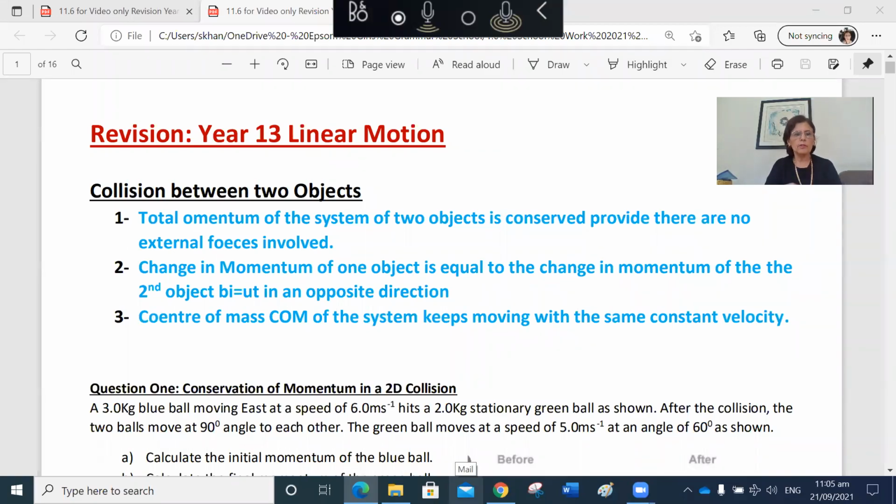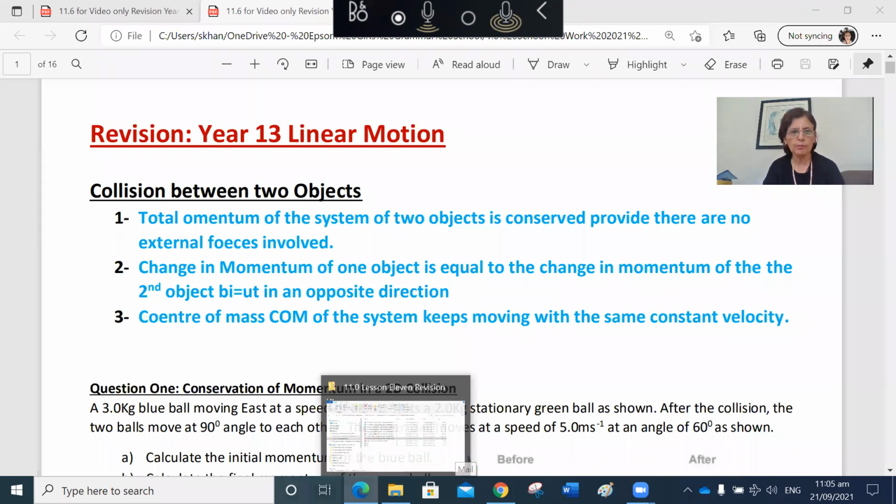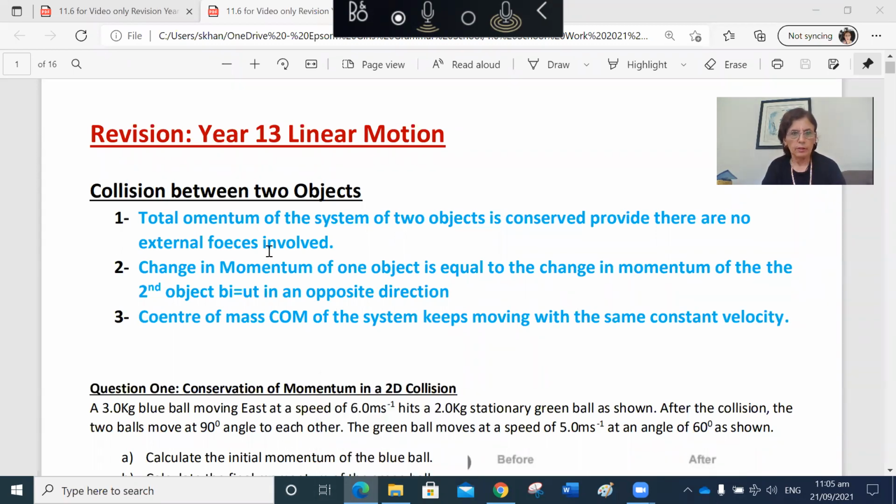Hi. This video is about looking at a collision between two objects. In each and every collision, the total momentum of the system is conserved, provided there are no external forces. The second point is that the change in momentum of one object is equal and opposite to the change in momentum of the other object. Also, during the collision, the center of mass of the system keeps moving with the same constant velocity. For all of these conditions, there should be no external forces.